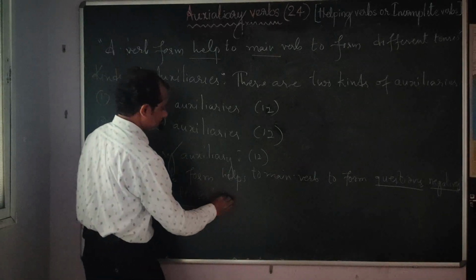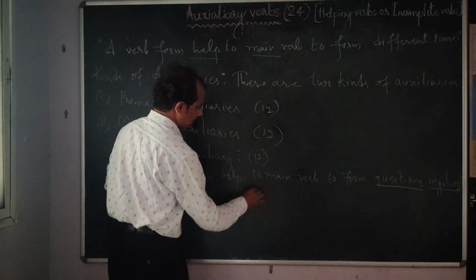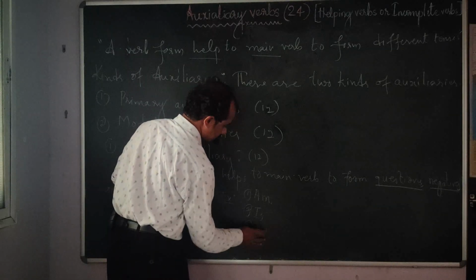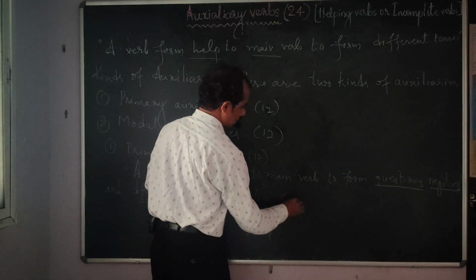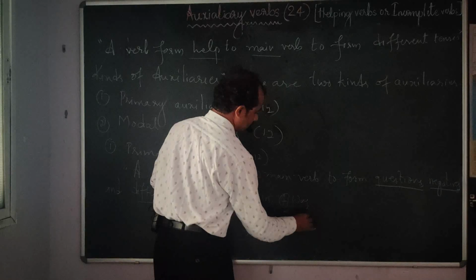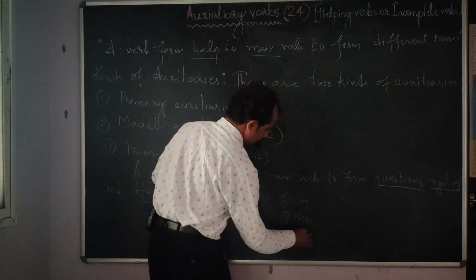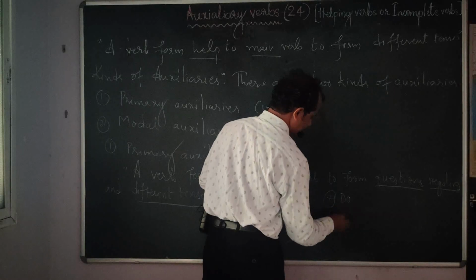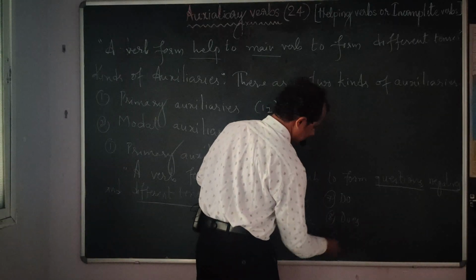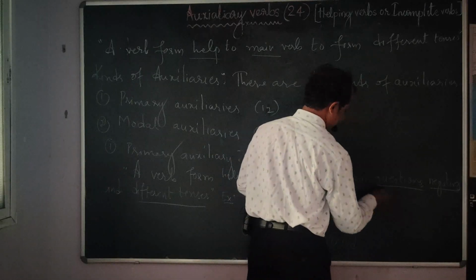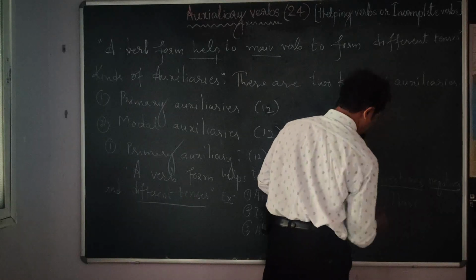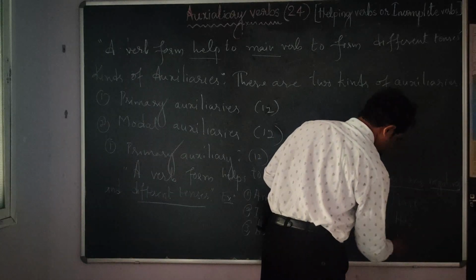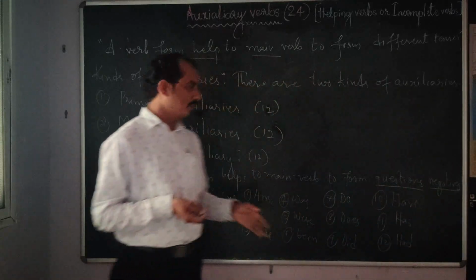Primary auxiliaries are 12. Examples: am, is, are, was, were, been, do, does, did, have, has, had. These are called primary auxiliaries.